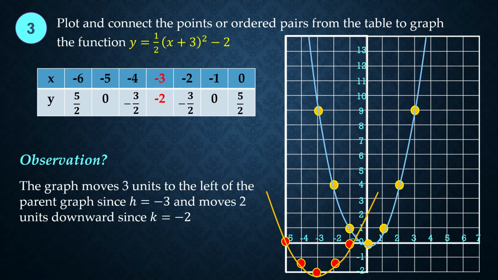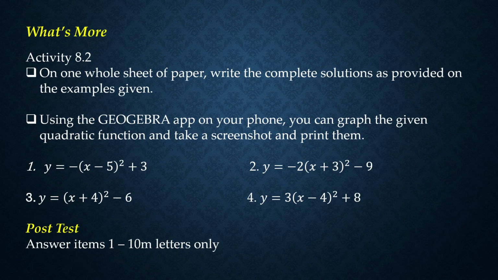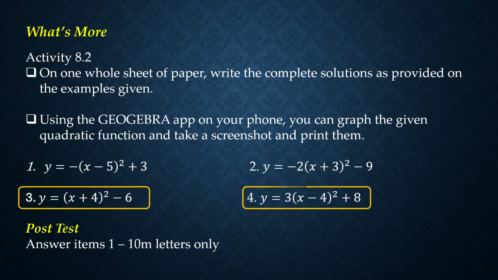Then, graph. See? The rest is for you. I only prepared 2 examples. What you will do next is answer the activity in What's More. Activity 8.2. On one whole sheet of paper, write the complete solution as provided in the examples given. Using the GeoGebra app on your phone, you can graph the given quadratic function, take a screenshot and print it. But you will only answer items 3 and 4, just two items. Then for the post-test, answer items 1 to 10, letters only.